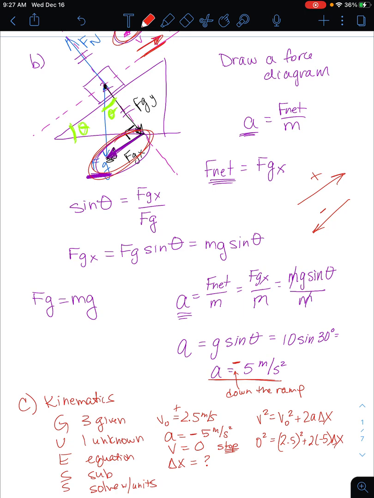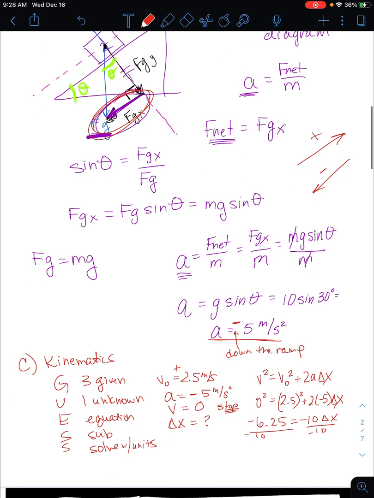And so when I do 2.5 squared, and I get 6.25, I'm going to subtract that over, negative 10 delta x. So when I divide that by negative 10, I should get 0.625 meters. That's a positive 0.625 meters, which means it goes that far up the ramp.